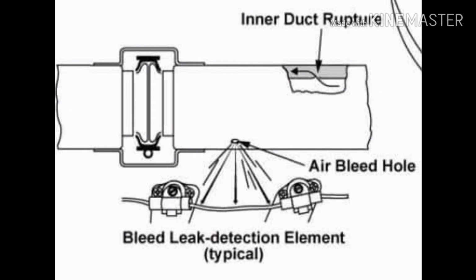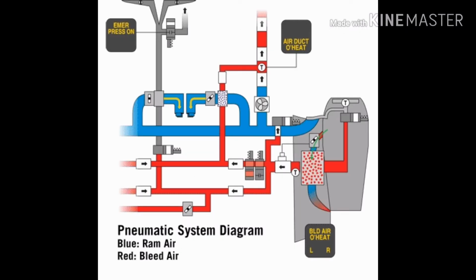Bleed air is compressed air taken from the compressor stage of a gas turbine upstream of its fuel burning sections. An aircraft bleed air leak refers to the uncontrolled loss of bleed air from any part of the aircraft pneumatic system or from the services which utilize bleed air.